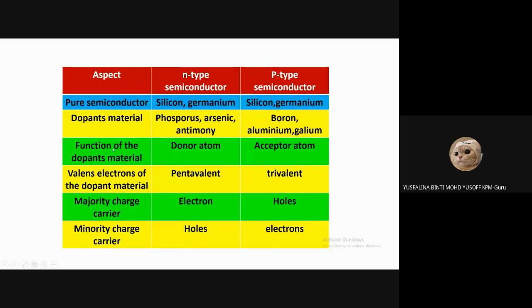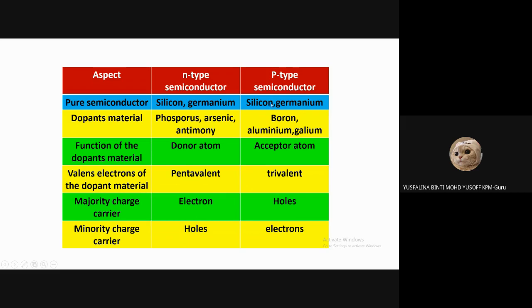Okay, function of the dopant material. What is the function of the dopant material? N-type means negative, which means they have free electrons there. When it's negative, the dopant material is pentavalent, 4 plus 5, 9, right? So the dopant material is pentavalent. It donates the electrons to the semiconductor to produce an N-type semiconductor.